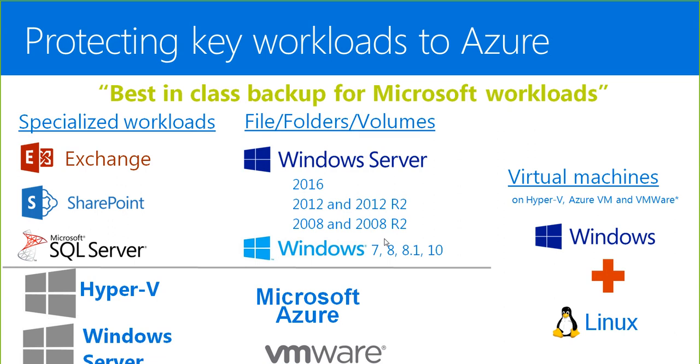So what Azure Backup Server can do and what kind of workloads it can protect. As you can see on the screen, Azure Backup Server specializes in protecting the most important Microsoft workloads such as Exchange, SharePoint, and SQL. You can use it to protect your hypervisors and the virtual machines running on them, whether it's Hyper-V or VMware. We can protect both physical as well as virtual machines, your important Windows servers starting from 2008, 2012, and the most recently added 2016. And we can also protect your Linux machines, whether running on a VM or on physical hardware.